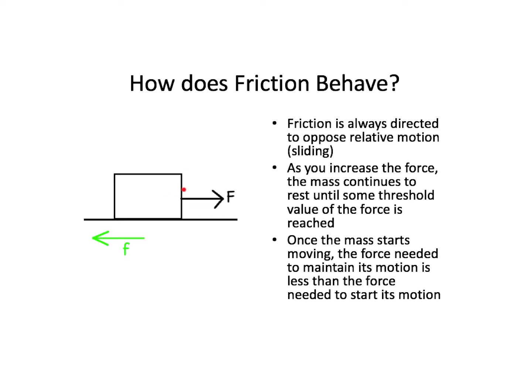As you increase the force, there's some threshold value of force that's necessary to get it to start moving. Once it gets moving, though, the amount of friction is reduced. And so there's actually two kinds of friction. There's the friction before it starts moving and the friction after it starts moving. And the friction before it starts moving is always bigger.